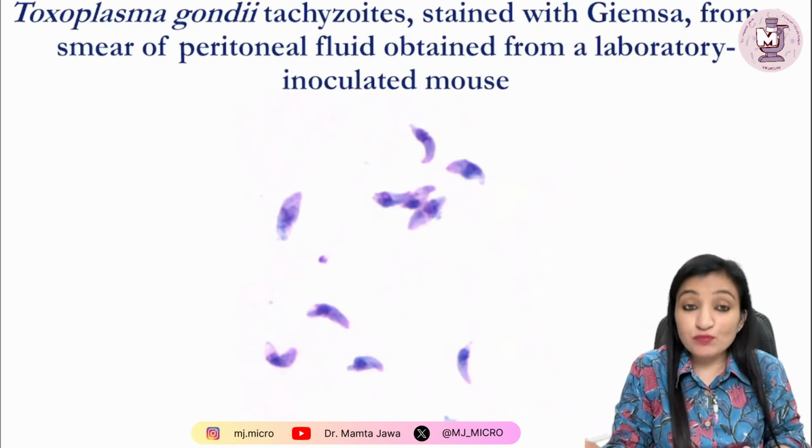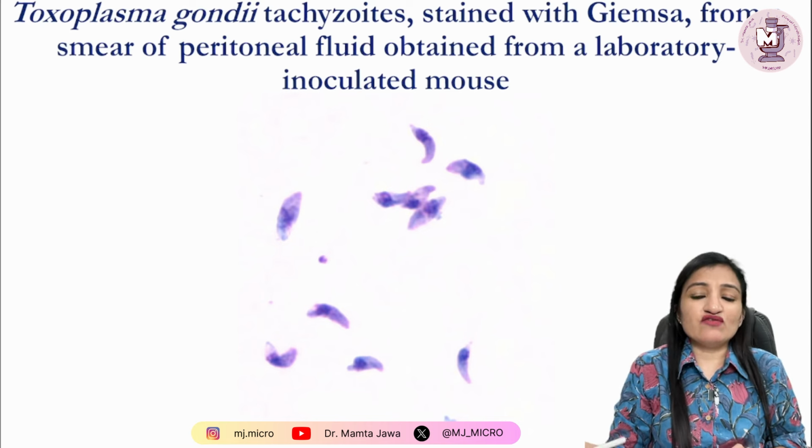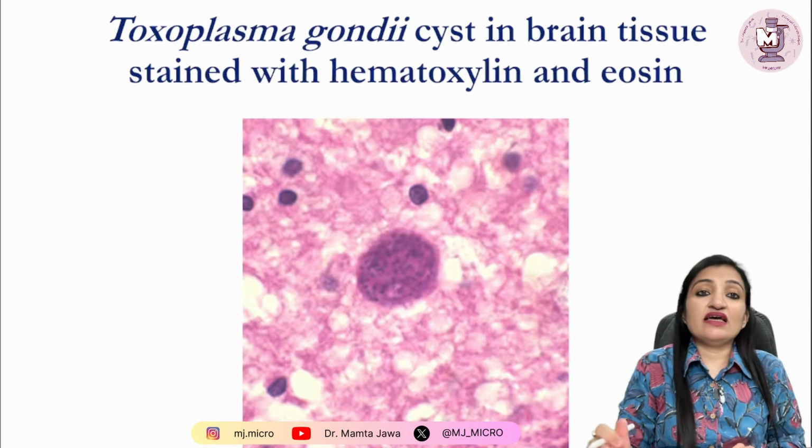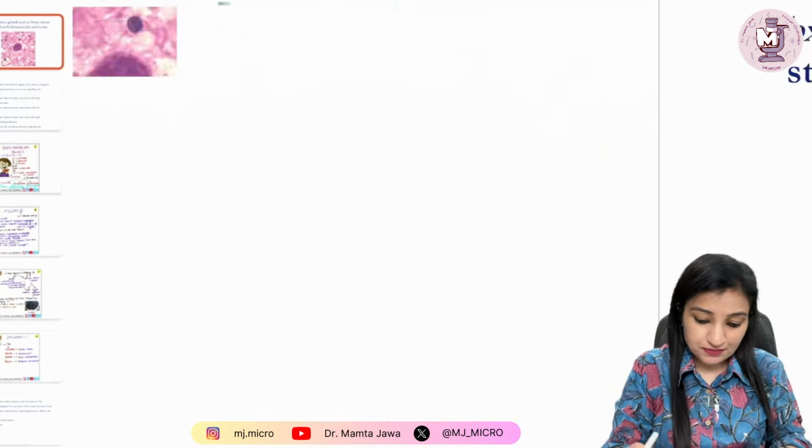Now look at these two pictures. These are Toxoplasma gondii tachyzoites stained with GMSA from a smear of peritoneal fluid obtained from a lab inoculated mouse, and here we see a Toxoplasma gondii cyst in the brain tissue stained with H and E.